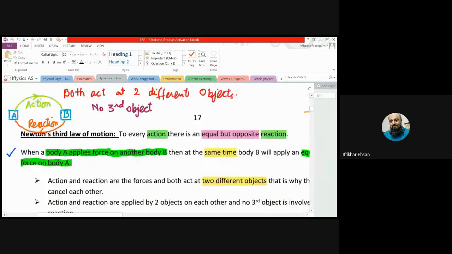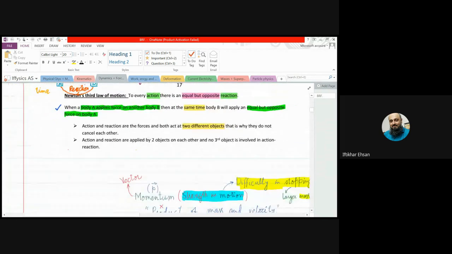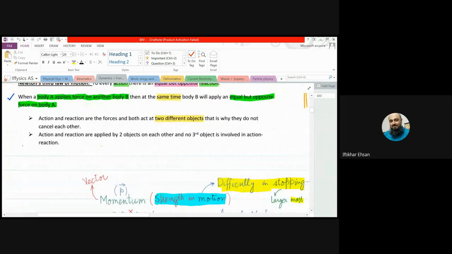So from now on, you are going to state the third law like that. Please note it down. How would you state the third law?